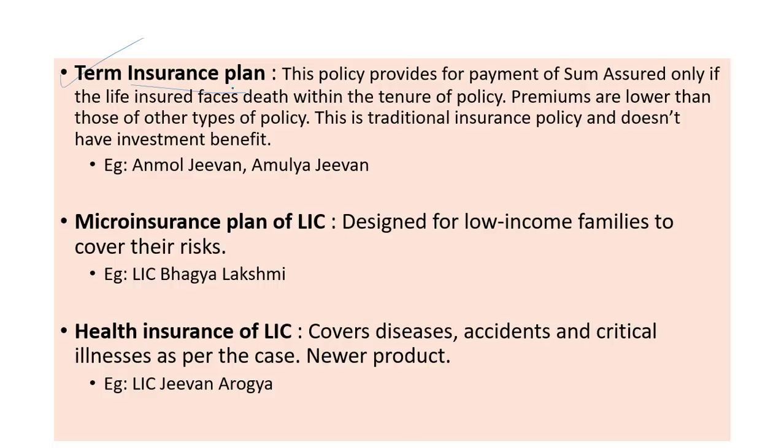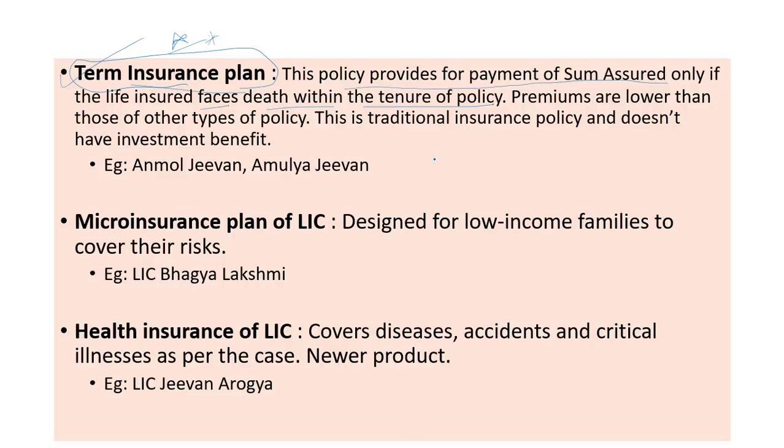Now, term insurance plan is the traditional insurance, the pure insurance plan. There is no investment hidden here. This policy is very simple. The policy provides for the payment of sum assured only if the life insured person faces death in the tenure of the policy. Suppose you are 30 years of age now, and you take this policy for a term of say 40 years, till you reach 70.